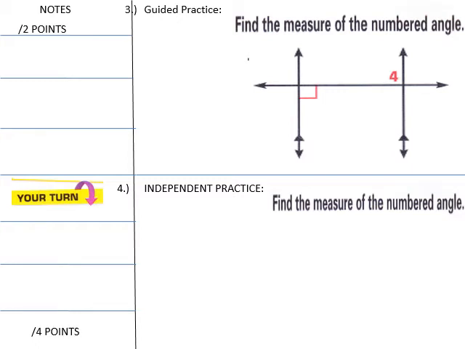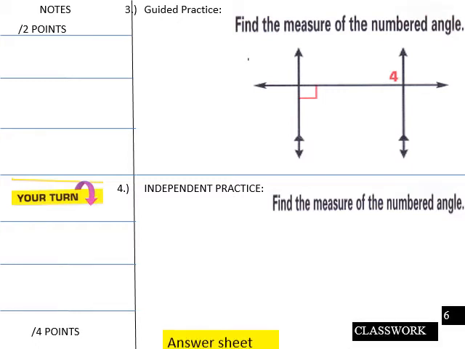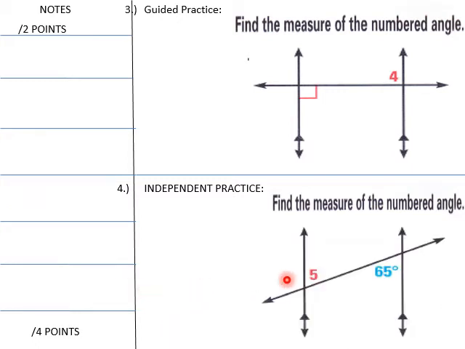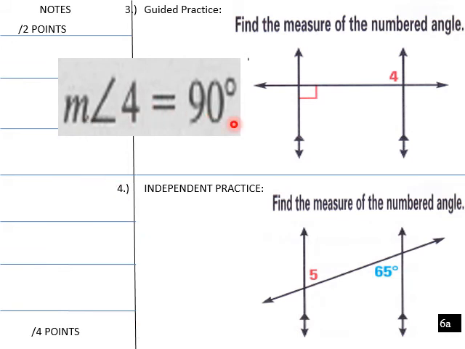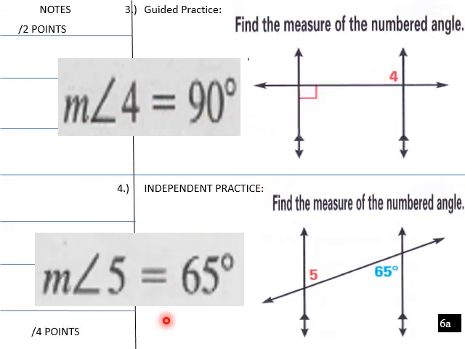Okay, our next guided practice here. Find a measure of the numbered angle here. These are parallel, so the measure of angle 4 would be a 90. And then the measure of angle 5 would be 65 because they're corresponding, they're opposite angles here.